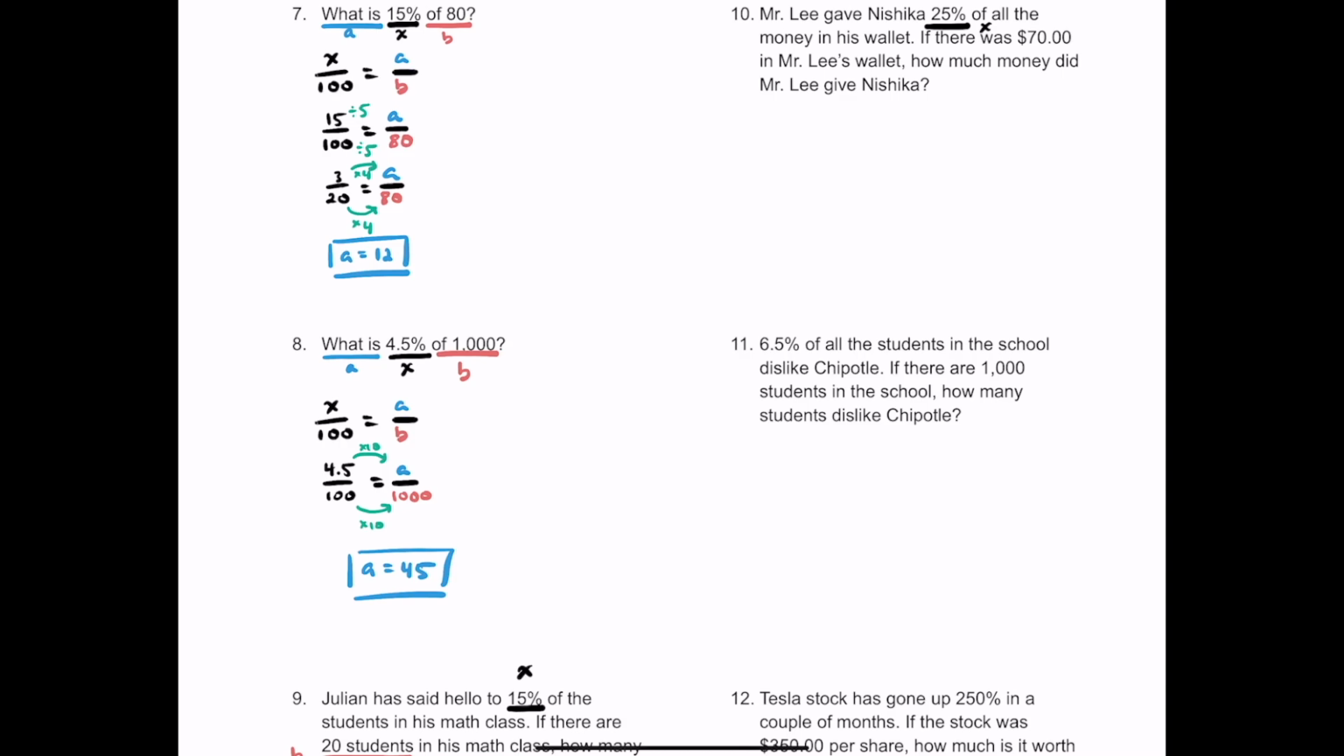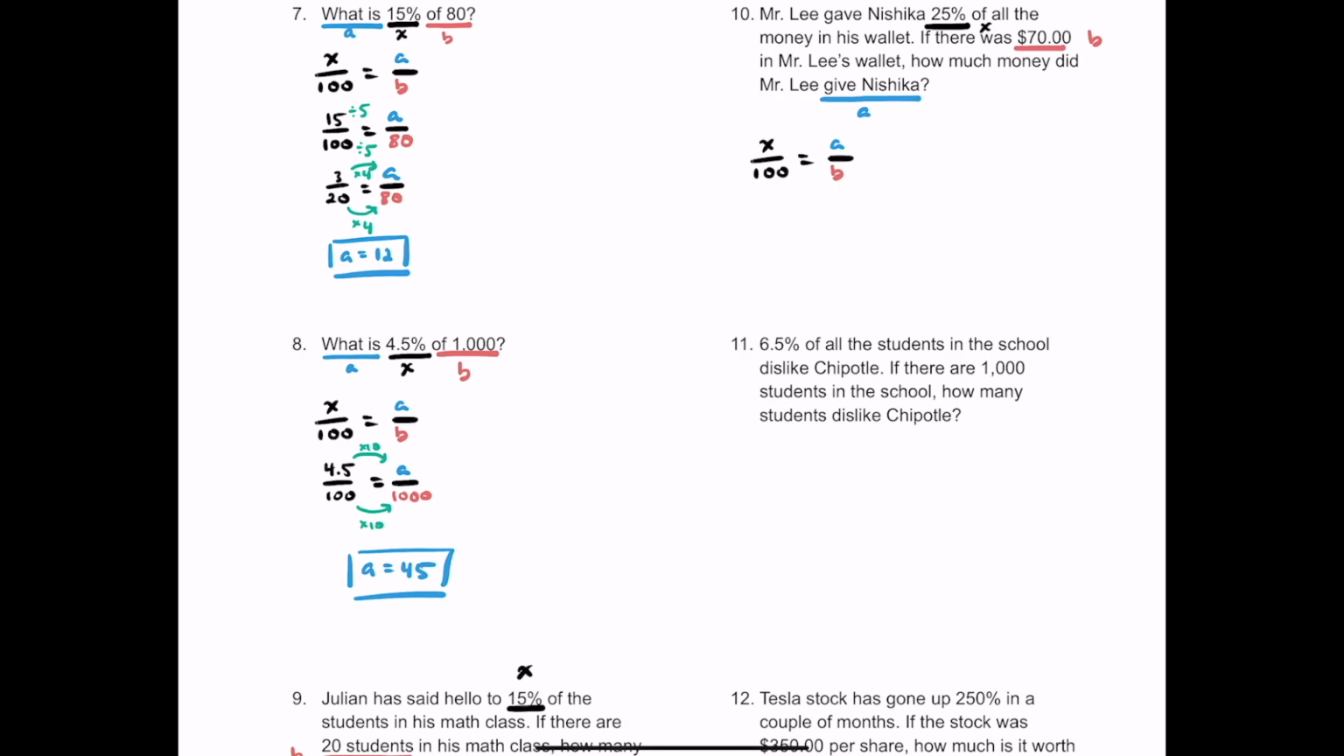Okay, well, that's all the money in Mr. Lee's wallet or my wallet. That's going to be the B value or the total. And how much did I give Nishika? So how much giving? So that's part of it, right? I'm not giving her 100%, I'm giving her part of it. So that's going to be our A value. Now, once again, percent proportion, X over 100 equals part to whole or is over of.